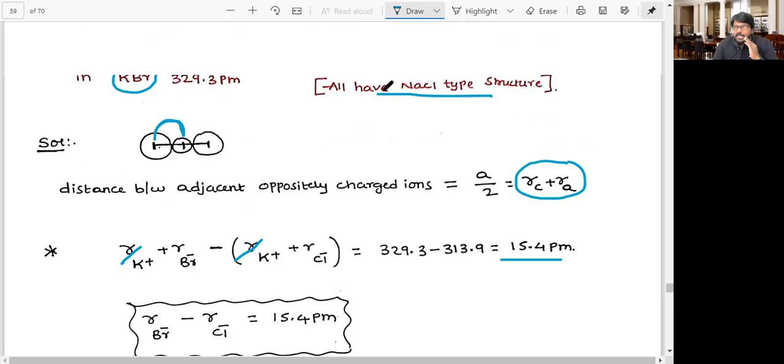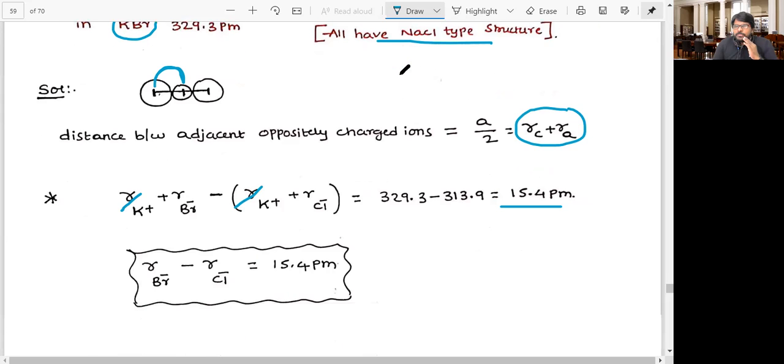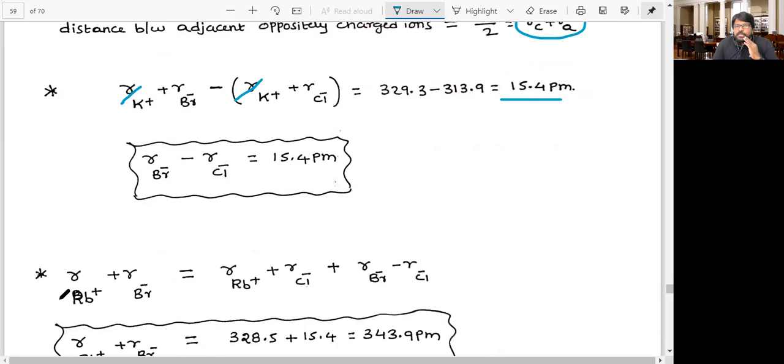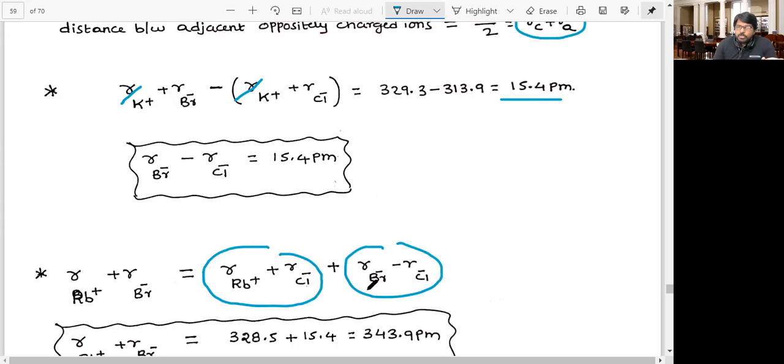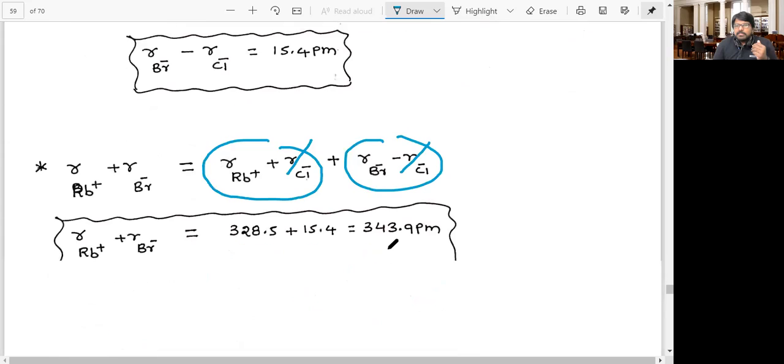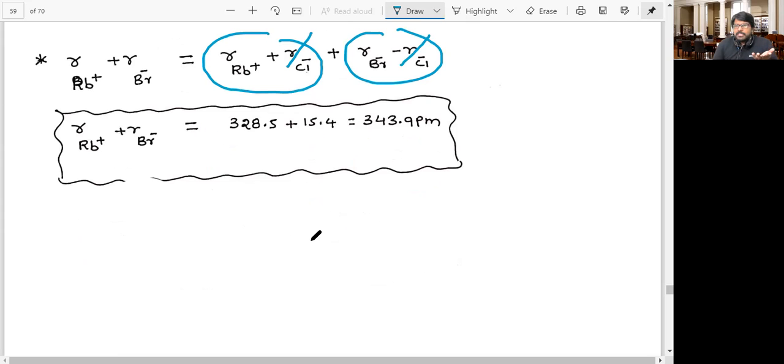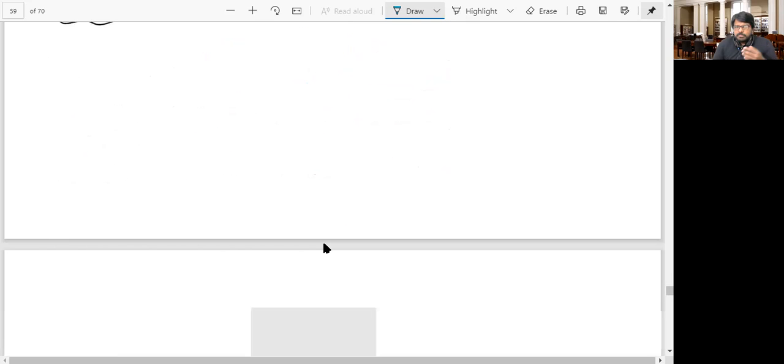What is our requirement? Rubidium bromide. So here now rubidium bromide. I have taken rubidium chloride and this one. Already told you there may be some other way to solve, but the same answer you'll get. So again this will be cancelled and you'll be getting 343.9. You just use the logic. Very simple. You have to use the data properly and you have to use the equation properly, right?